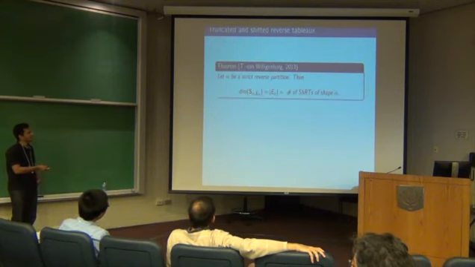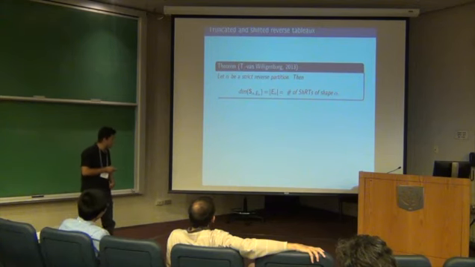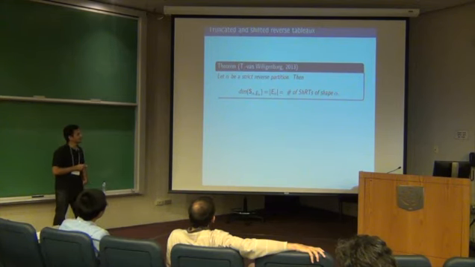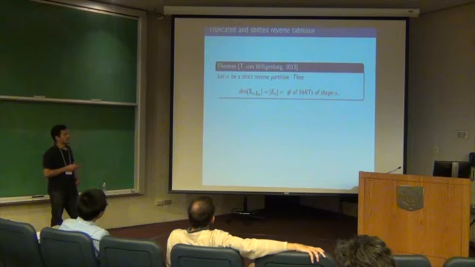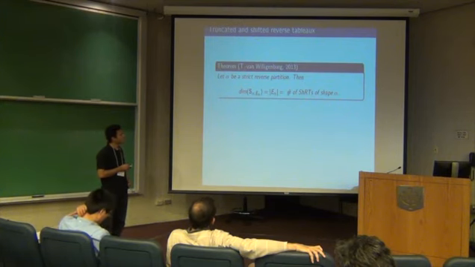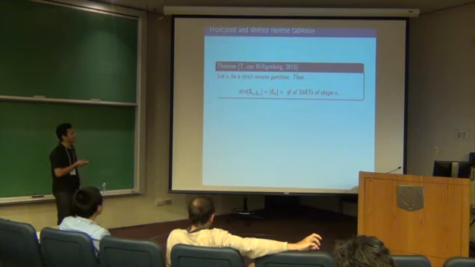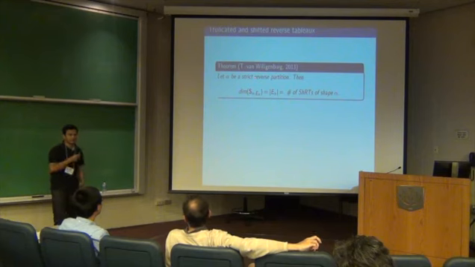Here's the first theorem. If alpha is a strict reverse partition, then the dimension of the canonical module indexed by alpha is the number of shifted reverse tableau of shape alpha. These guys have a shifted hook length formula, so you actually do have a closed form in the case alpha is a strict reverse partition.